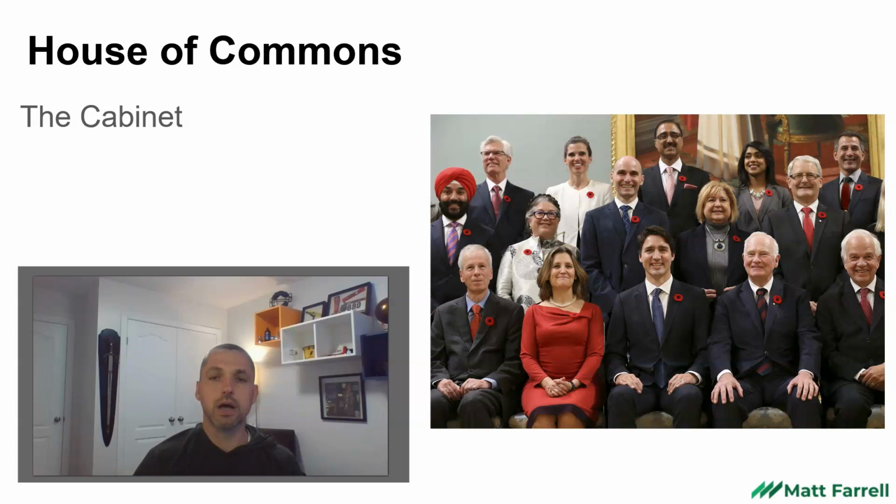There is also a cabinet. Now, the cabinet is on the government side, and they are the members of Parliament that are the Prime Minister's key advisors, but they are also representative of different government departments and agencies. So, for example, there will be a Minister of Health who's responsible for the health administration, a Minister of Defense that's responsible for national defense, and so on. The cabinet are accountable in Parliament.